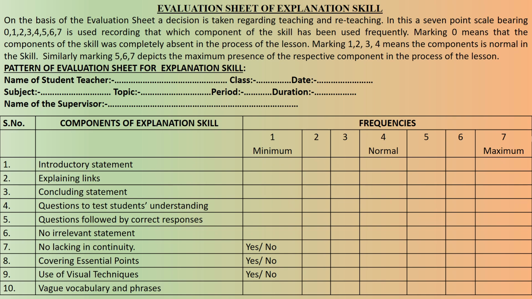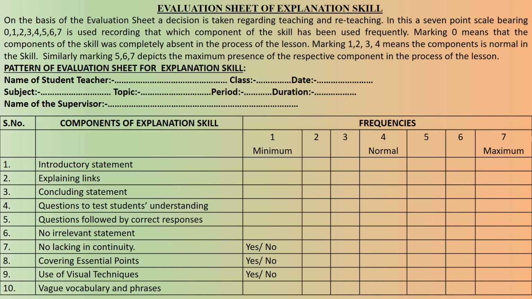In the pattern of the evaluation sheet in explanation skill, first of all, the name of the student teacher will be written. After that, class, subject, topic, period and duration will be written. Lastly, the name of the supervisor will have to be mentioned. After the preliminaries have been mentioned, the evaluation sheet will be divided into 5 columns. In the first column, the serial number will be written. In the second column, the components of explanation skill in micro teaching will be written.